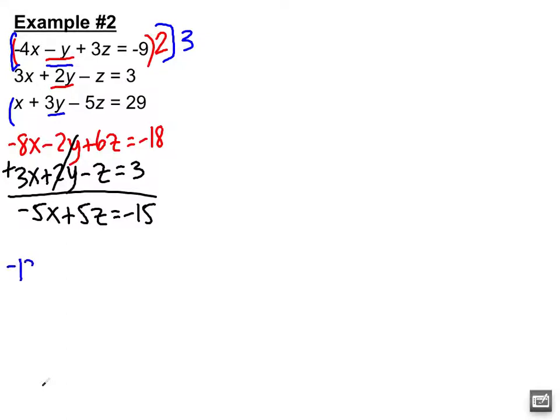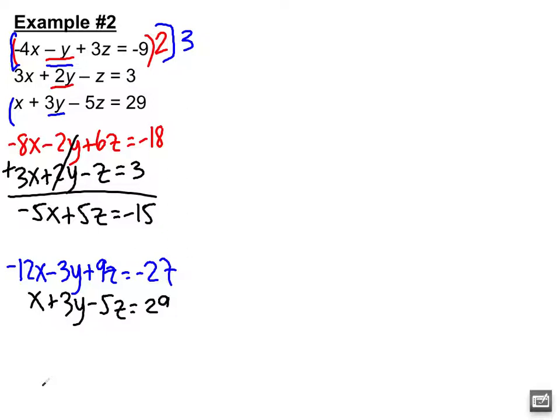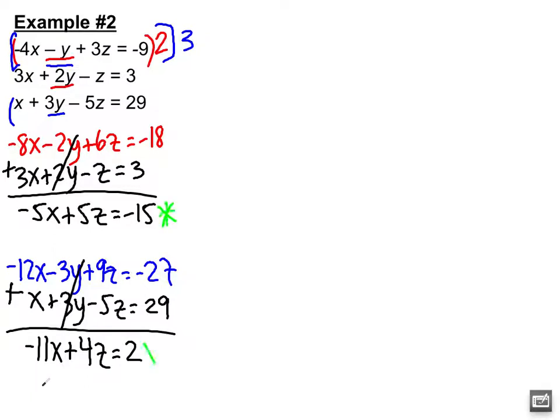First equation becomes negative 12x, subtract 3y, add 9z equals negative 27. Rewrite that third equation, x, add 3y, subtract 5z is equal to 29. Now, when I add, my y's are eliminated again, as I did previously, and I have negative 11x, add 4z is equal to 2.